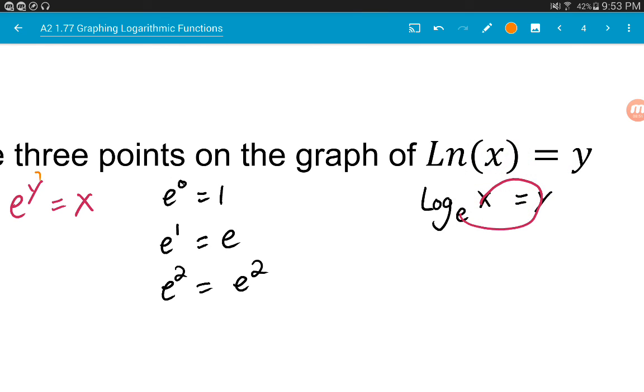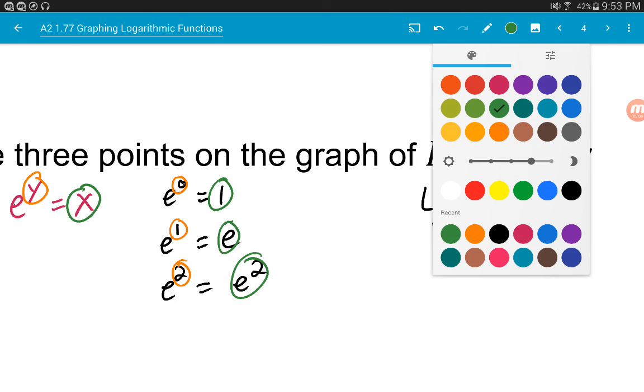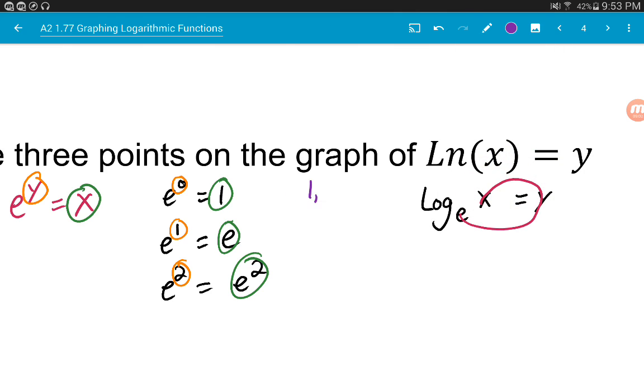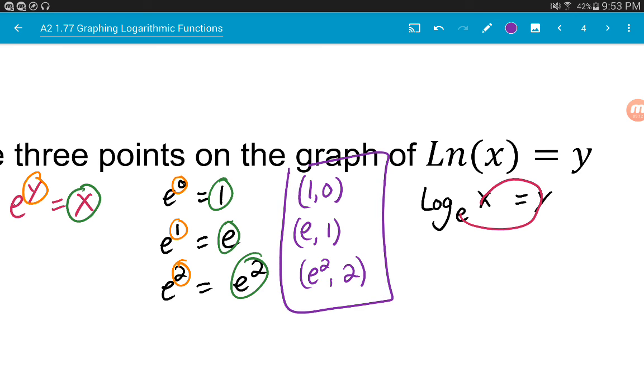Same thing I did before. Y is all the exponents. And x is the outputs. So my points here would be 1, comma, 0. Hey, it's the same point from before. E, comma, 1. And e squared, comma, 2. Those are 3 points on that graph.